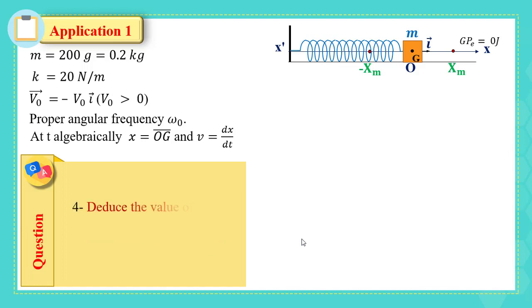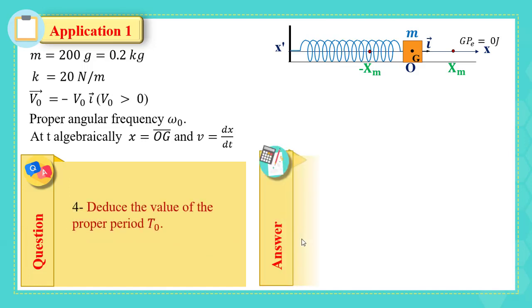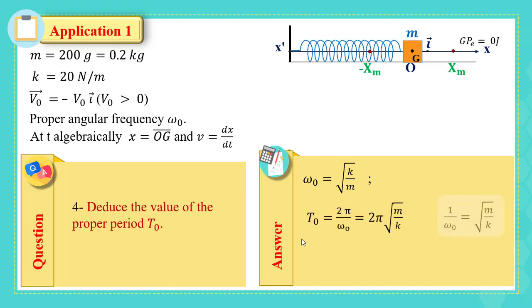Part 4: deduce the value of the proper period T0. We know that omega 0 equals radical k over m, and we're going to deduce the period from this expression. How? We know that T0 equals 2 pi over omega 0, and 1 over omega 0 is radical m over k, so just replace it in the expression. Now replace m and k by their values. The answer is 2 pi over 10 seconds.